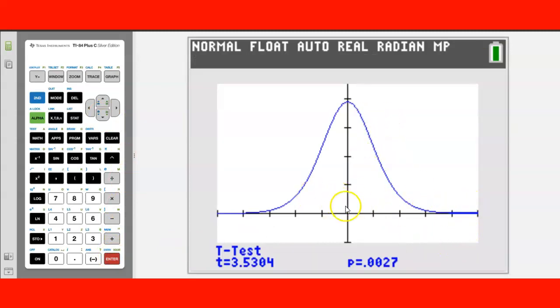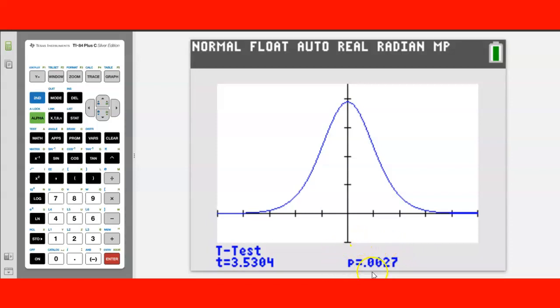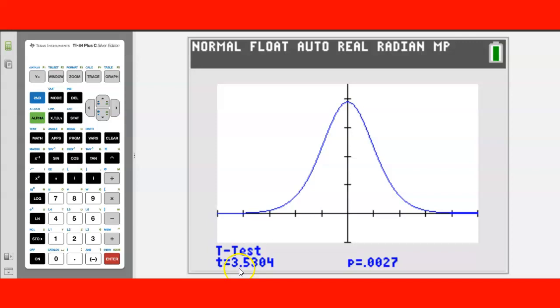I can't see any shading. Look at this test statistic. The test statistic is 3.53. It is more than 3.5 standard deviations above the mean. There is a part shaded here, you just can't see it. The 3.5 says we were 3.5 standard deviations above the mean. That's very unlikely. That has a p-value of 0.0027. That's about 1/4 of 1%. Our p-value is 0.0027. Our test statistic is 3.53.